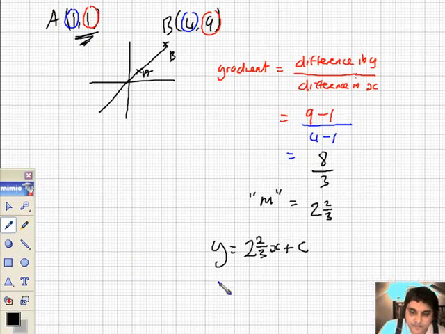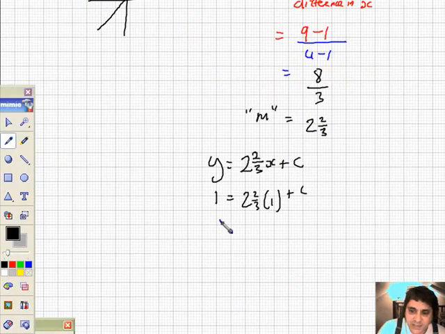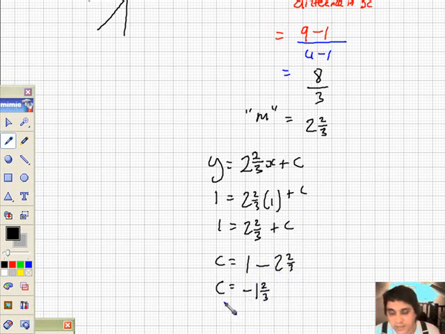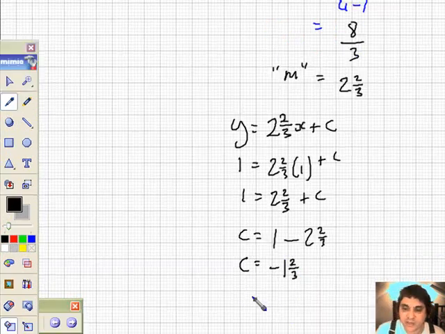So here I go. y is worth 1. I've got 2 2/3 multiplied by 1, because look, the x is 1 as well, plus intercept. So 1 equals 2 2/3 times 1, which is just 2 2/3, plus intercept. So my intercept is going to be 1 take away 2 2/3. What have I got? 1 take away 2 2/3 will be minus 1 2/3. Is that right? If I take 1 away from 2, I've still got 1 left, so it's minus 1 2/3 underground, so to speak.